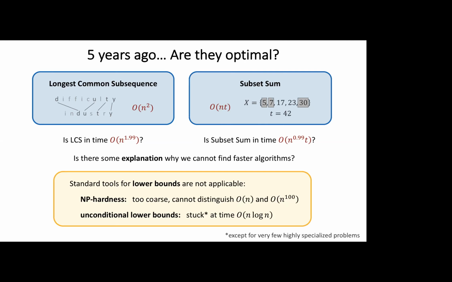One issue is, of course, that the standard tools for lower bounds are not really applicable. If you prove NP-hardness, then it's certainly useful to know about subset sum, but it's too coarse to distinguish time n versus n squared, or time t versus n times t. And we can also not hope for any unconditional lower bounds, because basically we only know how to prove n log n lower bounds, except for some very highly specialized problems.